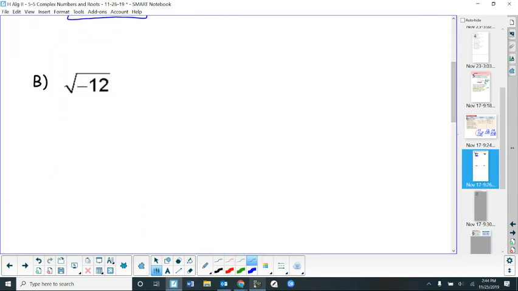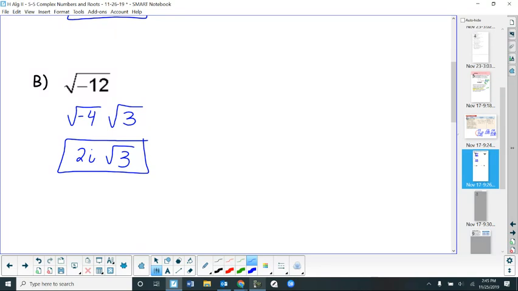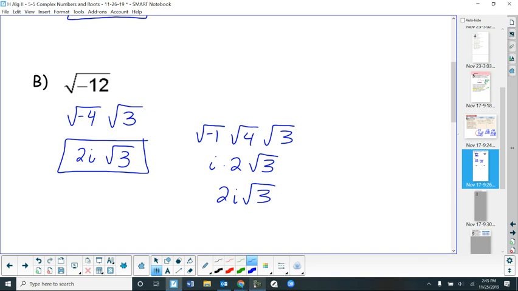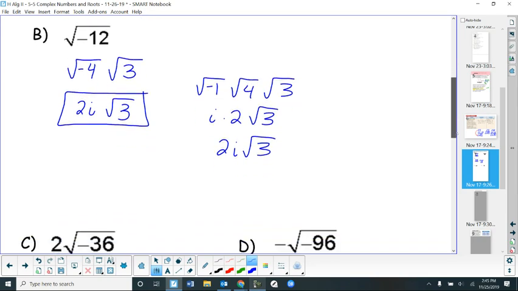Okay, square root of negative 12. Again, I can put the negative with the 4 and 3, and then the square root of negative 4 gets kicked out. That's 2i square root of 3. And the reason I can do that, another way to think of this is square root of negative 1, square root of 4, square root of 3. So that's i times 2 square root of 3. And it's just 2i square root of 3. So again, that's the long way. I don't expect you to write that. I want you to just kick it out as an i.